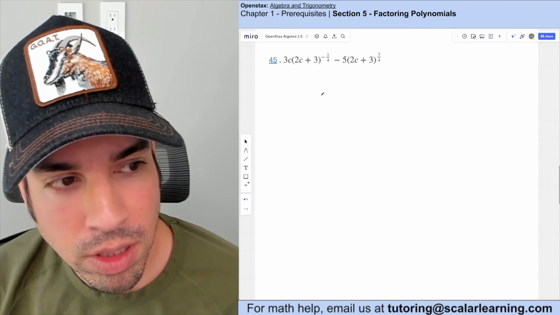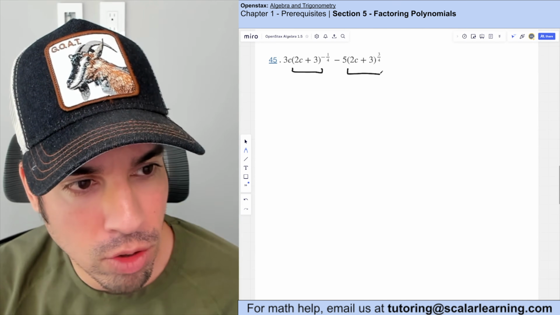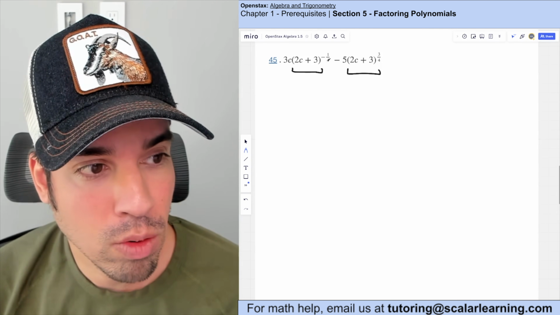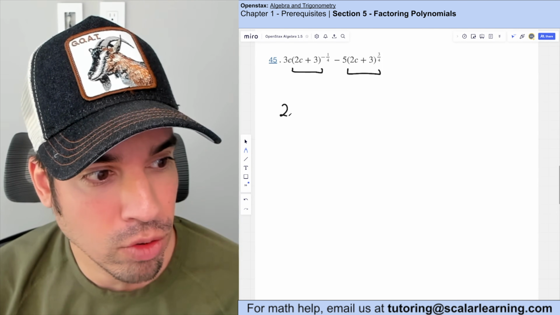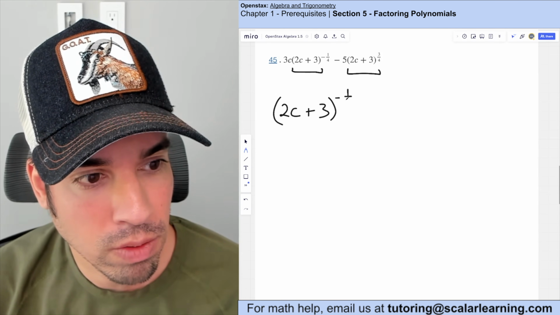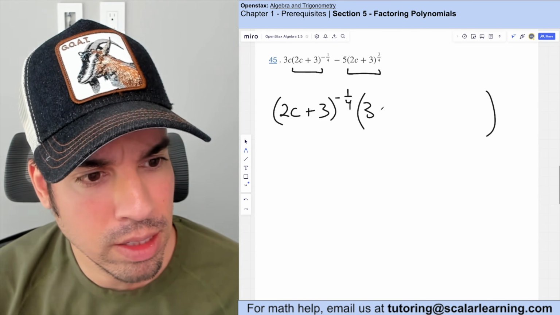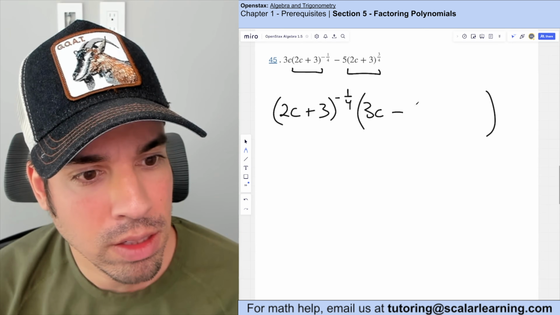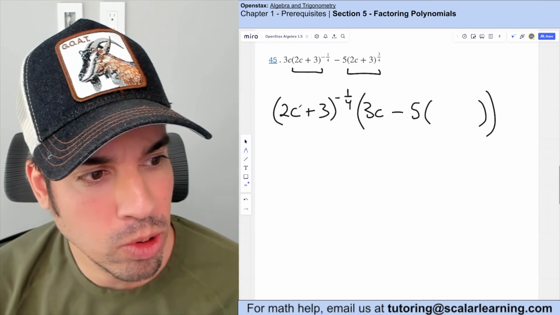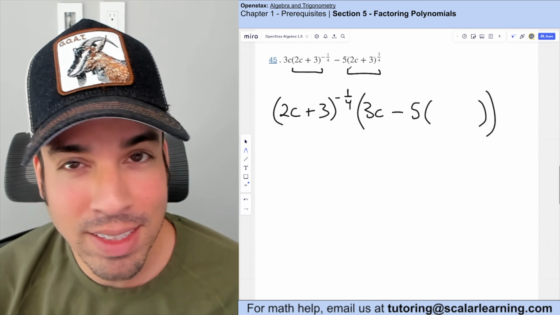For these types of problems, what you want to do is look at the common binomials. And what you want to factor out is whichever one has the lower exponent. So for example here, I'm going to factor out 2c plus 3 to the negative 1/4. Then what I'm going to have left inside is a nice 3c, and then I'm going to have minus 5 times what? So the question is, when we redistribute this 2c plus 3 to the negative 1/4 and multiply it here, we should come back to this term.